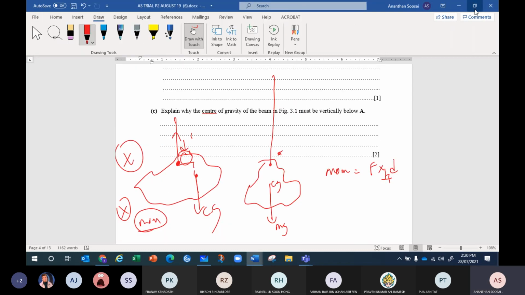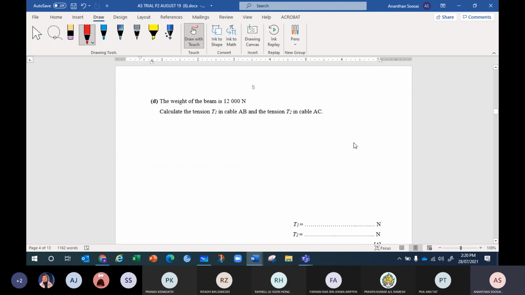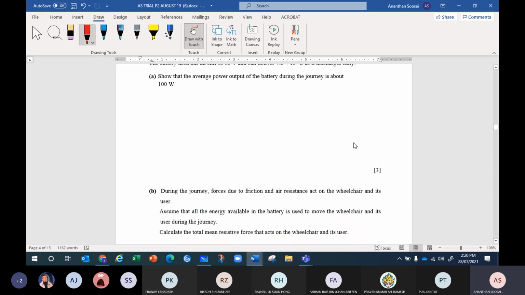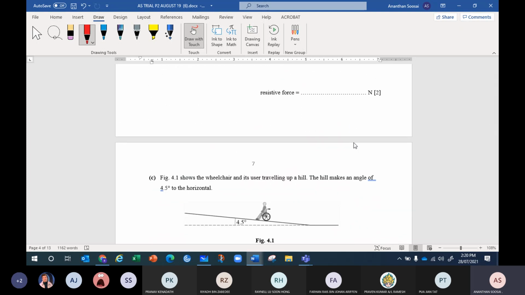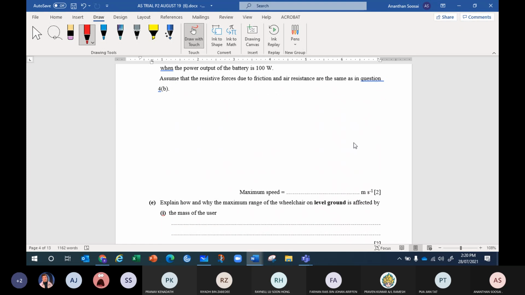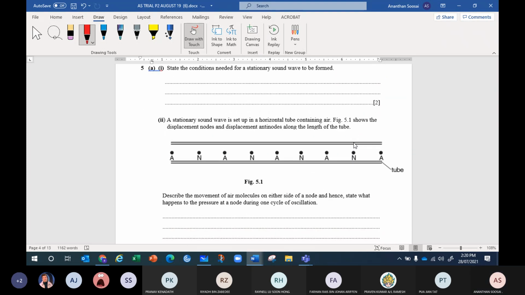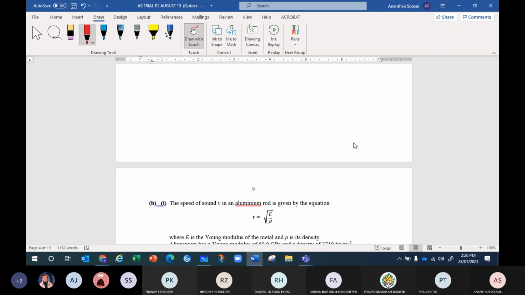Any other questions? This paper? Normally, as I said, the mark scheme should be quite helpful. Okay. So if you don't have any, we can go to paper 1. No questions.